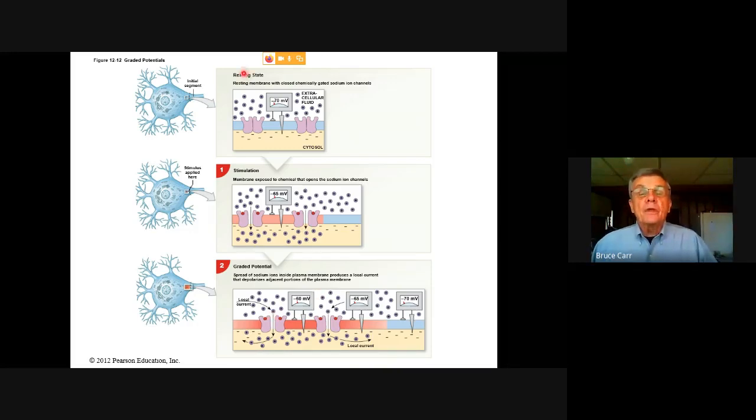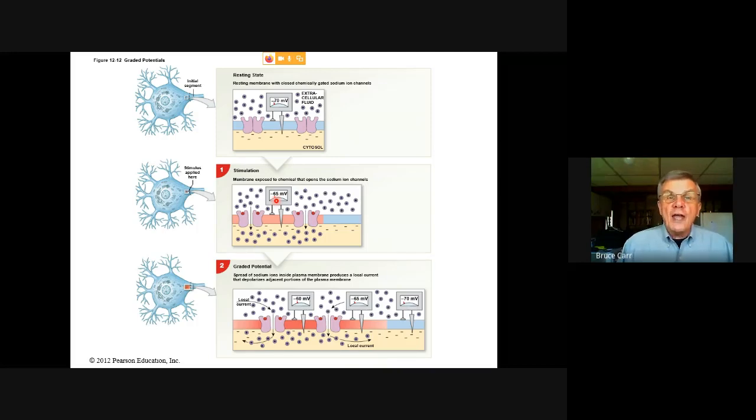Up at the top, here is the resting state with carriers closed. They're just showing lots of sodium outside, and they're showing two carriers on opposite sides of the voltmeter in the center. The resting potential of minus 70 millivolts is shown. Now, if a membrane is exposed to a chemical condition that opens the sodium channels, you'll notice the sodium rushing in, and you'll also notice the millivolt reading changing.